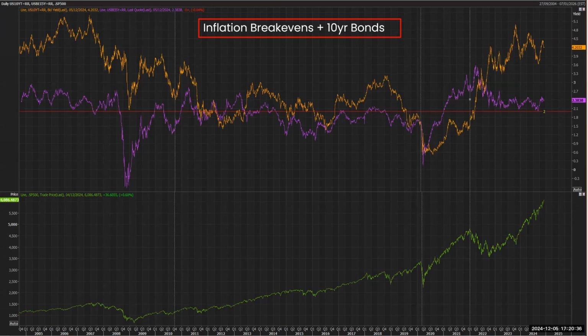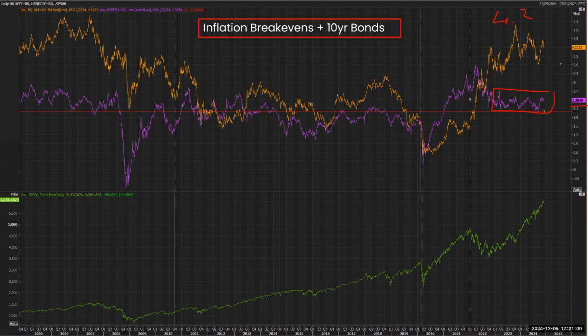Now, let's take a look at one more chart just so I can throw a bit of a spanner in the works. What you've got in front of you now is looking at inflation break-evens and 10-year bonds. In other words, in the orange, we've got US 10-year bonds, 4.2%. That's what the government pays you for owning its bonds. At the same time, we've got the market's expectation of inflation 10 years from now.